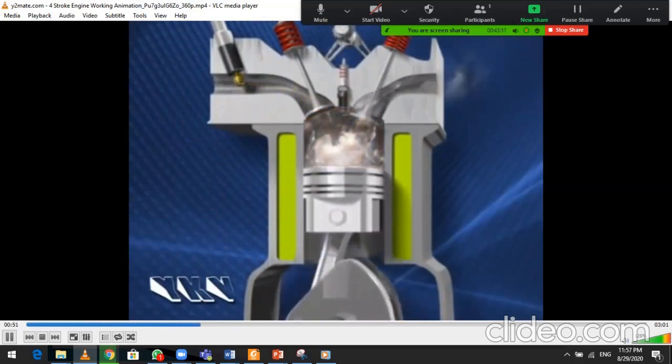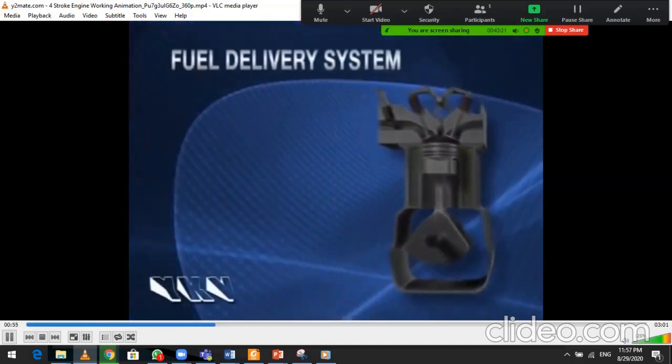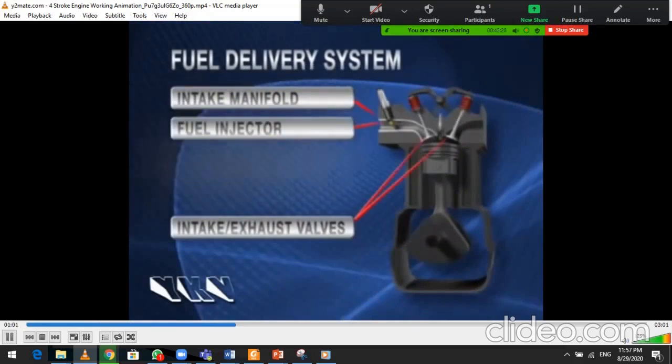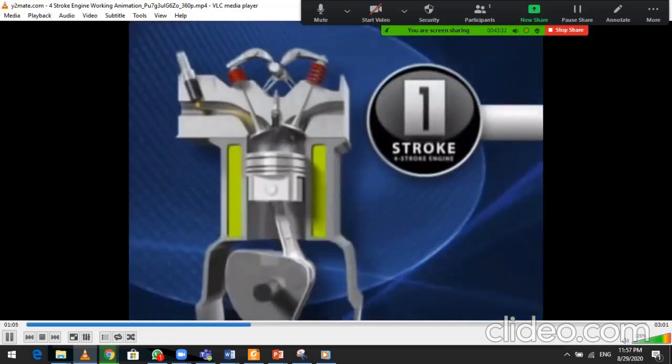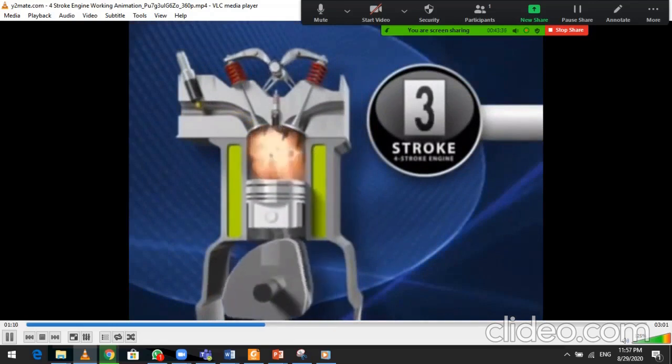This creates expansion inside the cylinder. The fuel delivery system consists of an air intake manifold, valves, intake and exhaust, a fuel injector, and a spark plug. A four-stroke engine is called a four-stroke because 4 up and down motions are needed to complete the cycle.